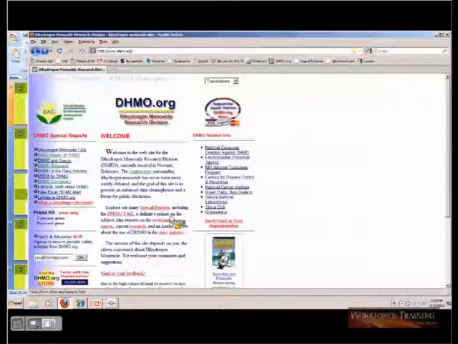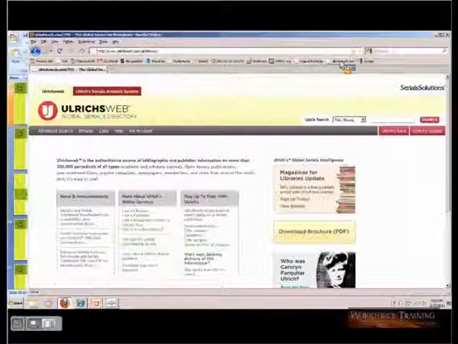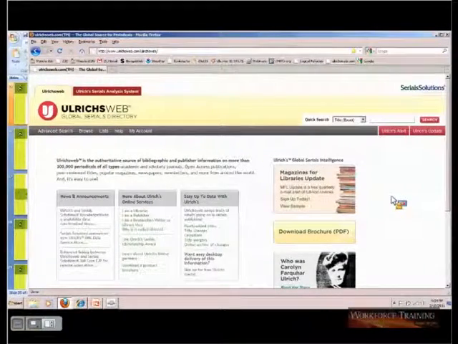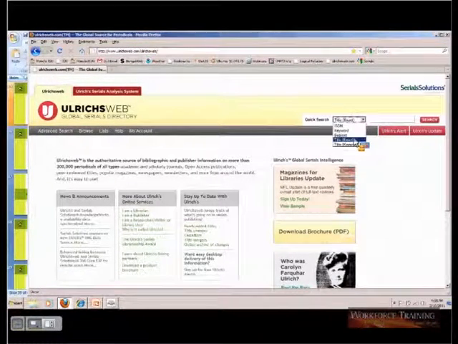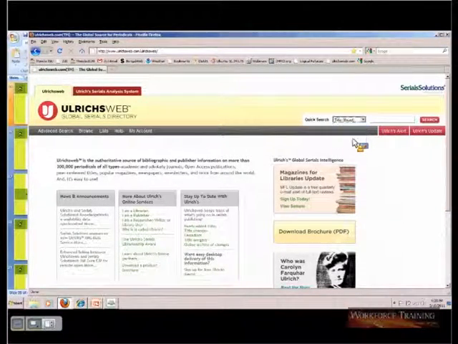Okay, this is Ulrich's Web. I've given the URL in the PowerPoint. And here is the search box. We can search by keyword, subject, the title, or a keyword that's in the title, or this ISSN number, which is the equivalent of an ISBN number just for periodical type publications. So let's look at what kind of information you can get.